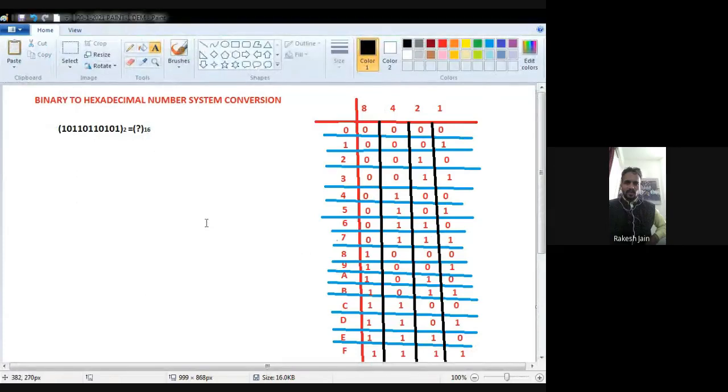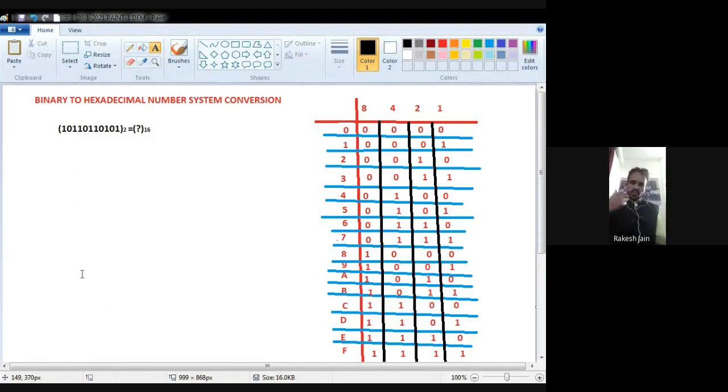We have to convert this number into a number system whose base is given as 16, and we know that base 16 means we have to convert this number into a hexadecimal number. First of all, remember we have to write down the given binary number separately and make a group of 4 bits from the rightmost side, from the LSB.